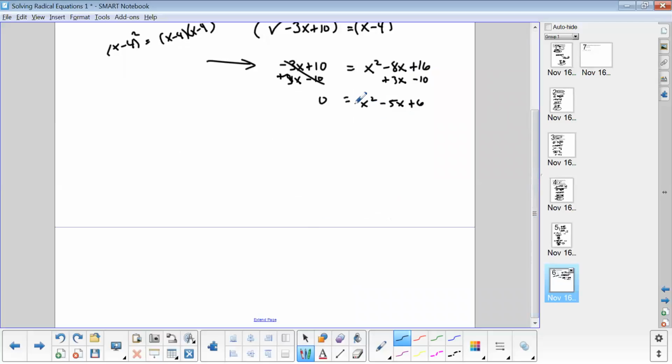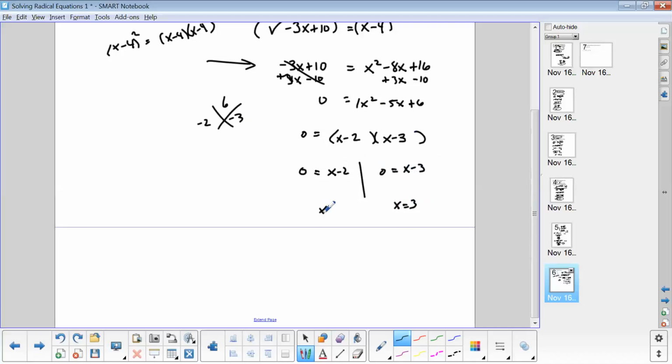And now I have a trinomial to factor, and I'm looking for two terms that multiply to give me 6, but add to give me -5, which would be -2 and -3. So there's no factoring by grouping because the a value was 1. So what are my solutions? Well, I have x minus 2 and x minus 3. So x would be 3 and x would be 2.